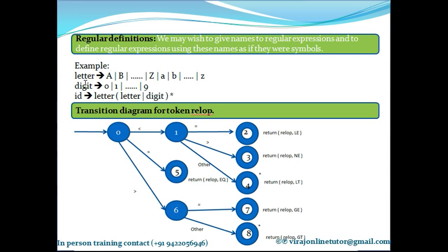Then I have digit as another name given to another regular expression. What is this regular expression saying? 0 or 1 or 2 or 3 or 4 till 9. So you can use any of these digits as part of this regular expression, and to that I am giving the name digit.